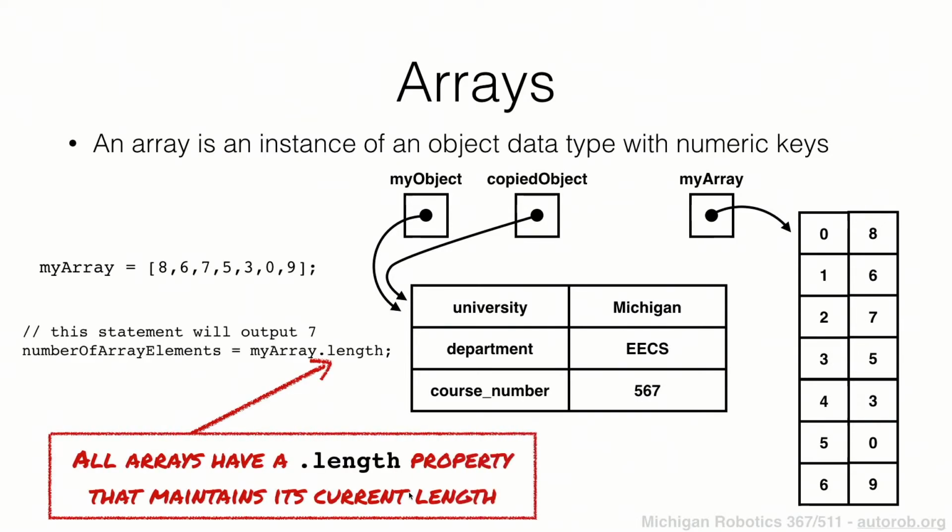We should note that all arrays have a length property. So the length of the array that we just created is 7. We can always look at the dot length property of an array object, and it will give us the length of that array.